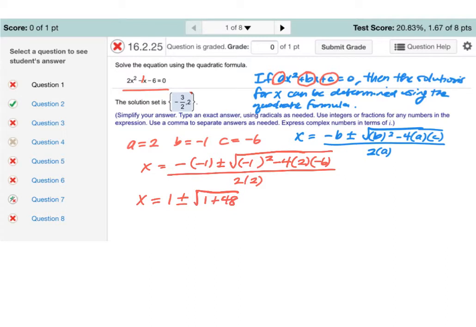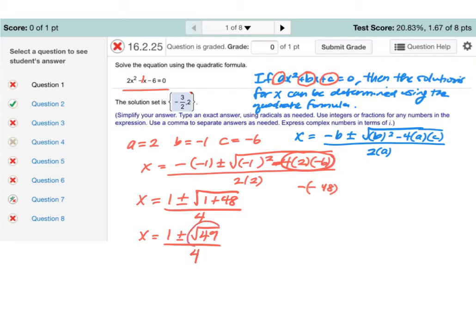Okay, so basically you have a sign here, so you'll have a minus or a plus left. When I multiply this part, I get a negative 48. So minus a negative 48 is where we get the positive 48. Okay, all over 2 times 2, which is 4. And so we want to simplify. We have x equals 1 plus or minus the square root of 49 divided by 4.